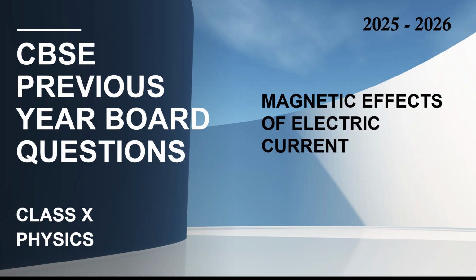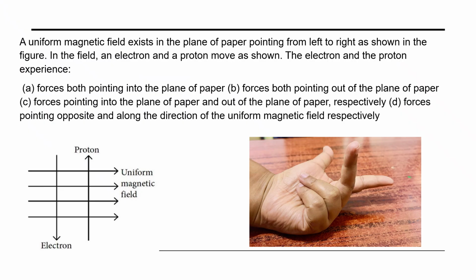Today, we'll focus on magnetic effects of electric current, especially Fleming's left-hand and right-hand rule, which are guaranteed scoring questions in the board exam. I will explain them using diagrams and exam-oriented questions.